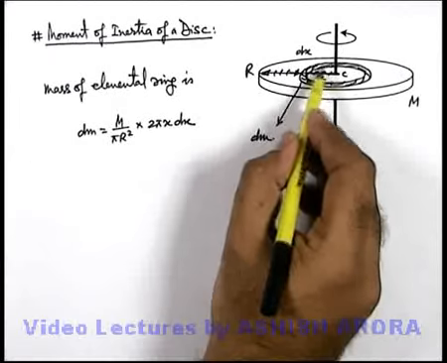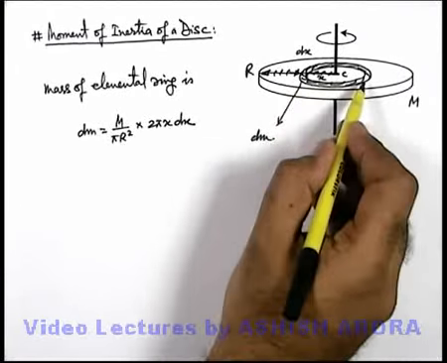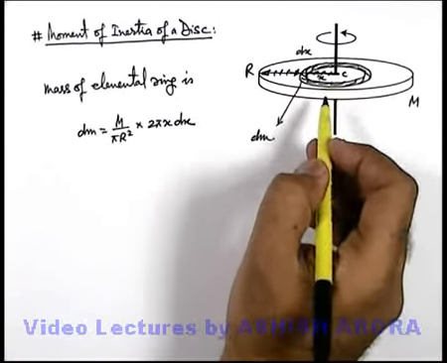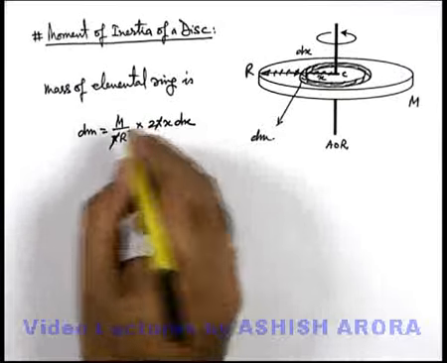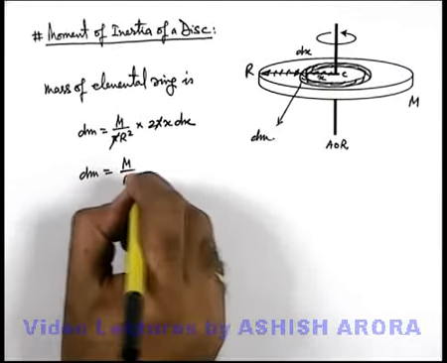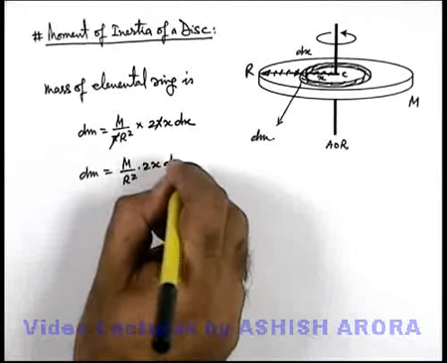As we can see, if we cut the ring and flatten it, its length will be 2 pi x and the width can be taken as dx. So in this situation, the mass of this element will be written as m by r square into 2x dx.